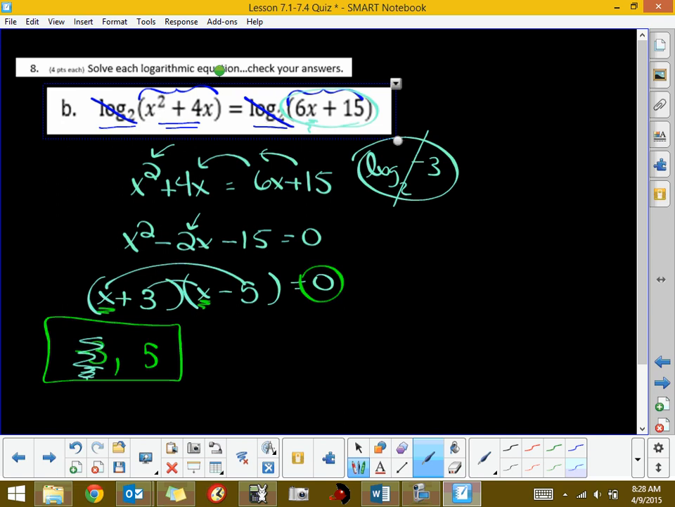Then if you plug in the 5, does 5 work? 5 squared is 25 plus 20, that's fine, it's going to be positive. And 6 times 5 is 30 plus 15, that's positive. So our solution set for this one is just 5. So it's always important to check your solutions. Be really, really careful with negative ones. Test those. Be really scrutinizing with those.